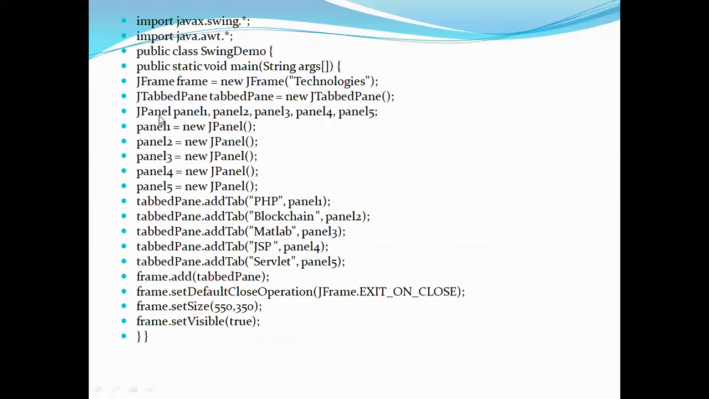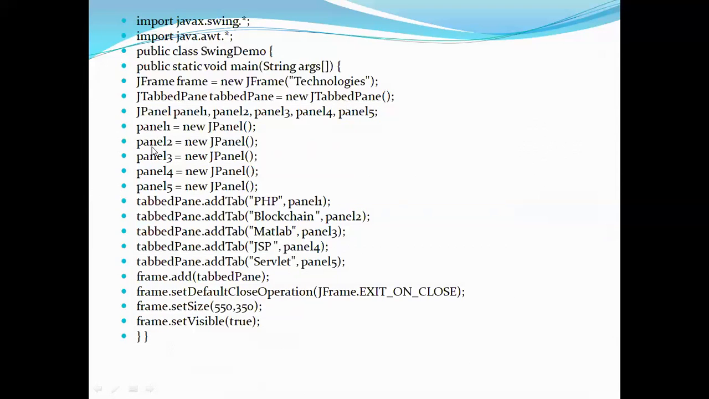So I am declaring like this: JPanel, panel number 1, 2, 3, so on up to 5. So this JPanel will be a part of this JTabbedPane. So for panels, I am writing panel is equal to new JPanel. So I am creating the object for all the panels. Now, as I told, you should include all these panels to the tabbed pane. So how will you include? tabbedPane.addTab. So panel 1, whose name is PHP, is added as a tab to the tabbed pane.